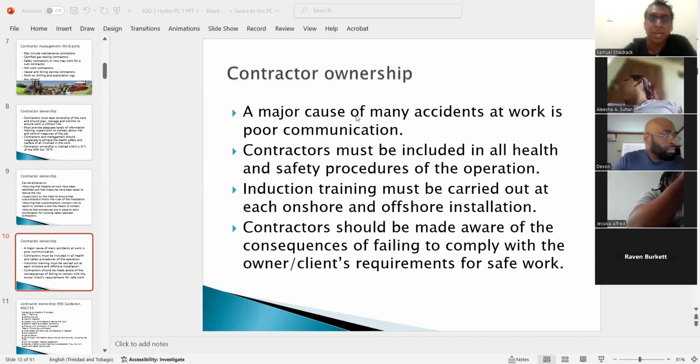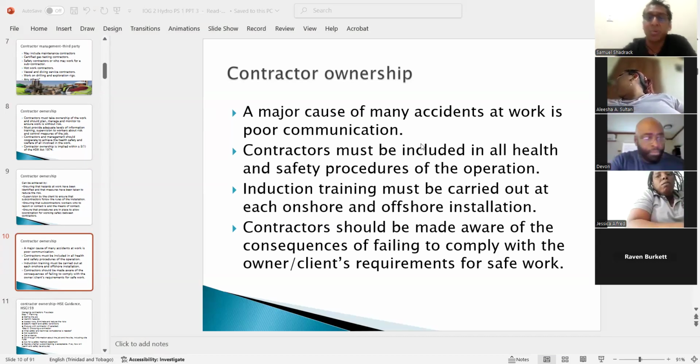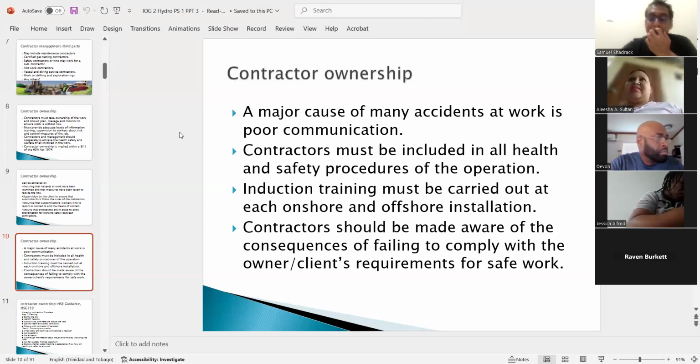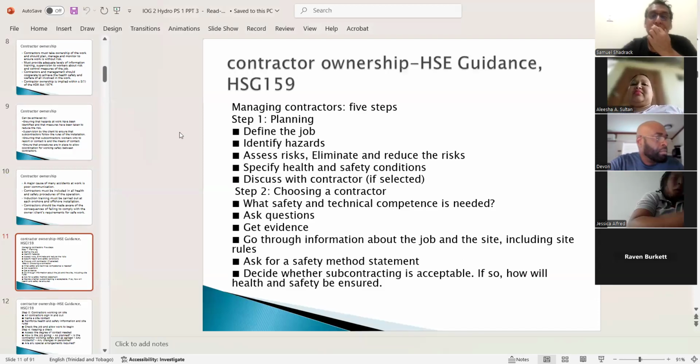If there's an accident on the contractor's part, that may actually be because proper precautions were not taken, safe systems of work were not done, permits to work were not filled out. All of those things could result in that contractor losing their tender anyway. All right. So, contractor ownership.